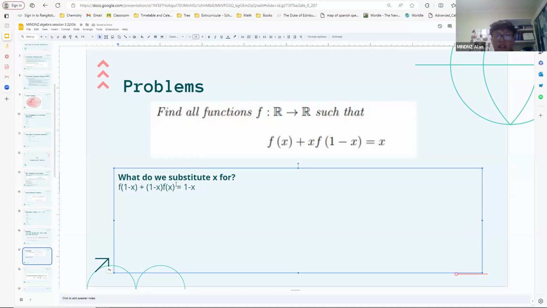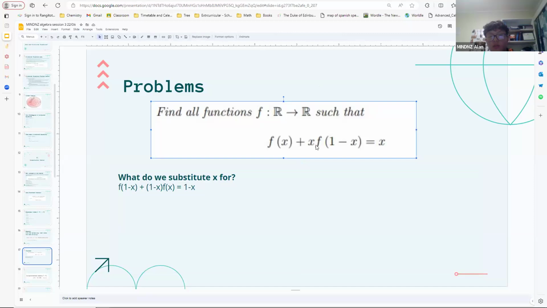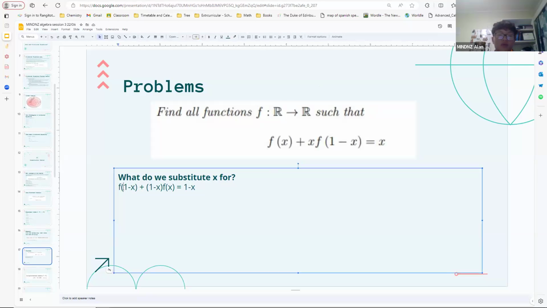So now we can either cancel out f of x or we can cancel out f of 1 minus x. Which one would give us what we want in the problem? We want to cancel out f of 1 minus x, right? So what's being multiplied to f of 1 minus x in the problem statement? It's being multiplied to x, right? So we should multiply our equivalent expression by x.